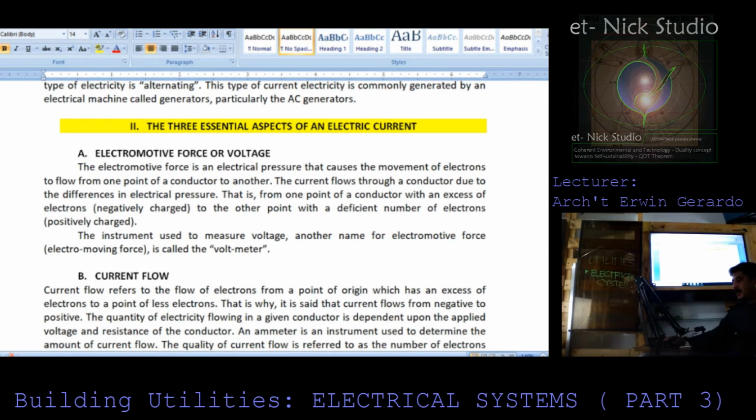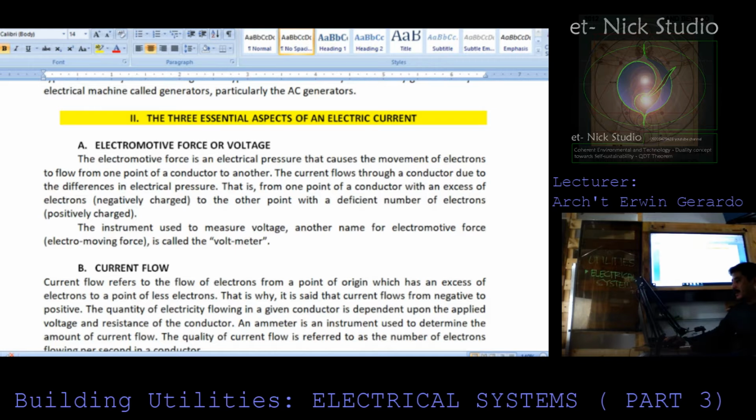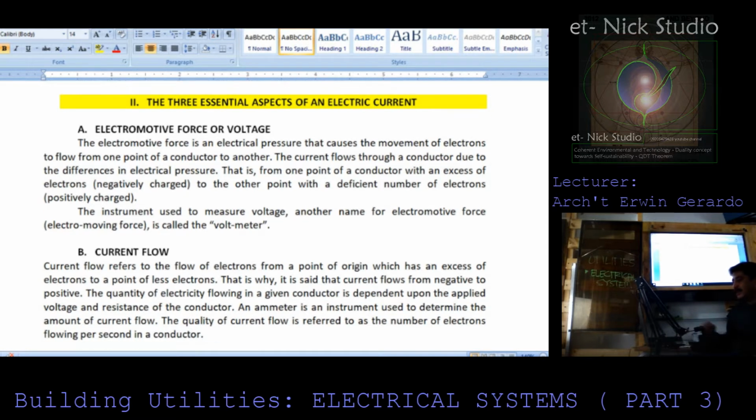The three essential aspects of an electric current. Letter A, we have the electromotive force or voltage. The electromotive force is an electrical pressure that causes the movement of electrons to flow from one point of a conductor to another.